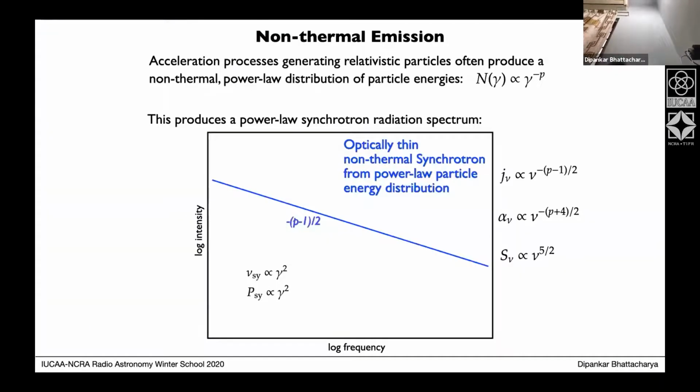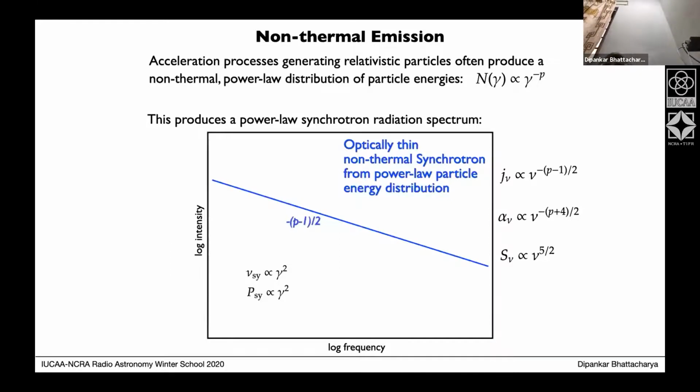So if you look at the spectrum of these sources, it is very clear that particle energies which get to the relativistic regime require some kind of acceleration process to create particles with such high energy. And these acceleration processes generally produce an energy distribution which is a power law, which means the number of particles as a function of gamma, n of gamma, is proportional to gamma to the power of minus p, where p is the power law index.